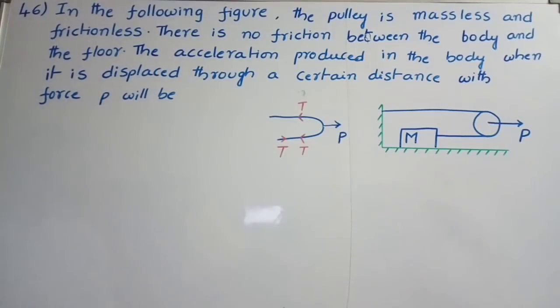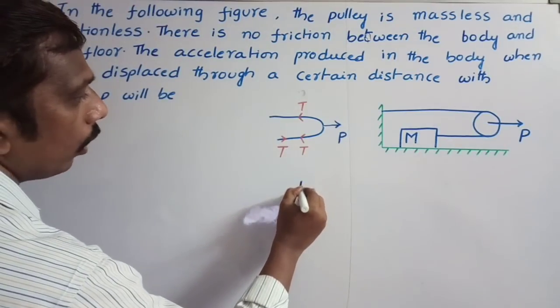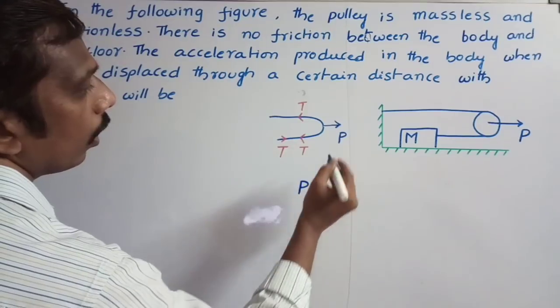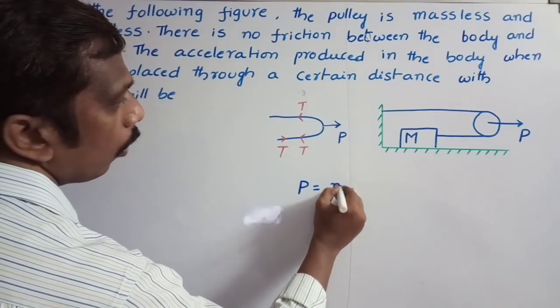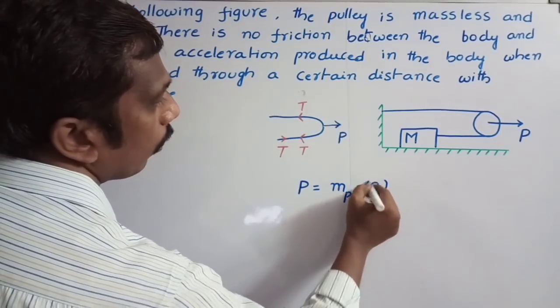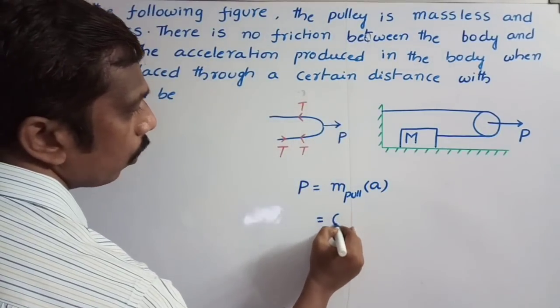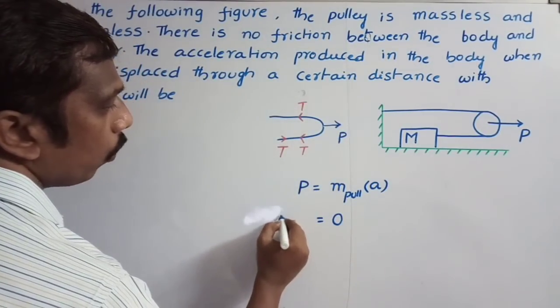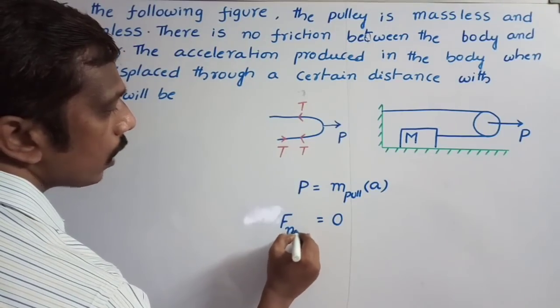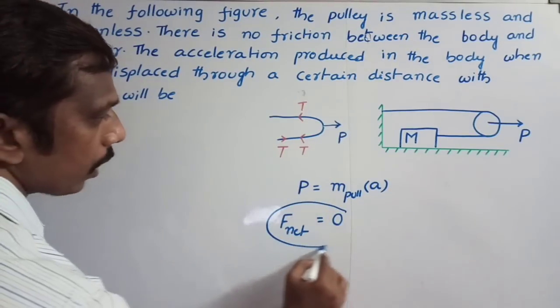In this case, net force acting on the pulley is equal to 0. Why? Because here pulley is massless. Some force is acting on the pulley. If you assume, mass of the pulley into acceleration is the formula. But in this problem they given massless pulley. Mass of the pulley is equal to 0. That's why net force acting on the pulley is equal to 0.